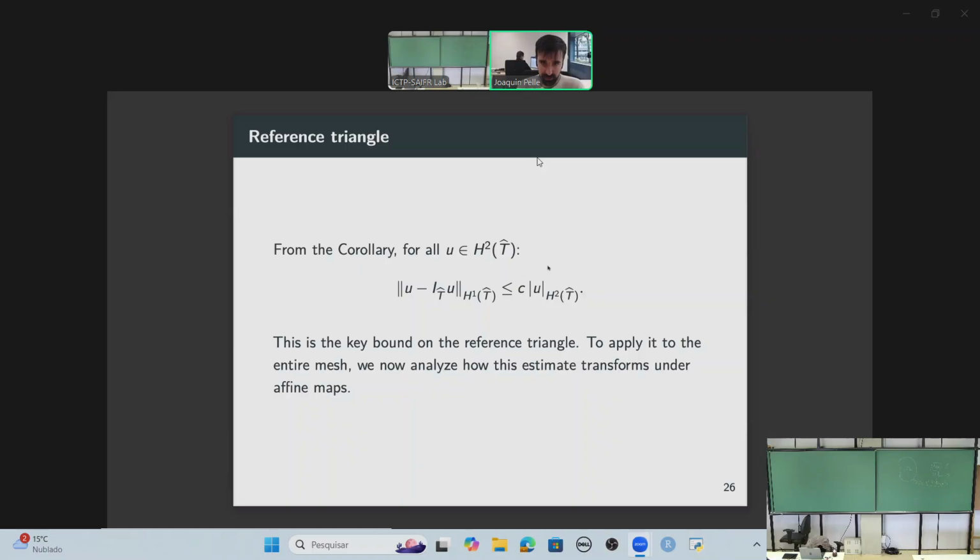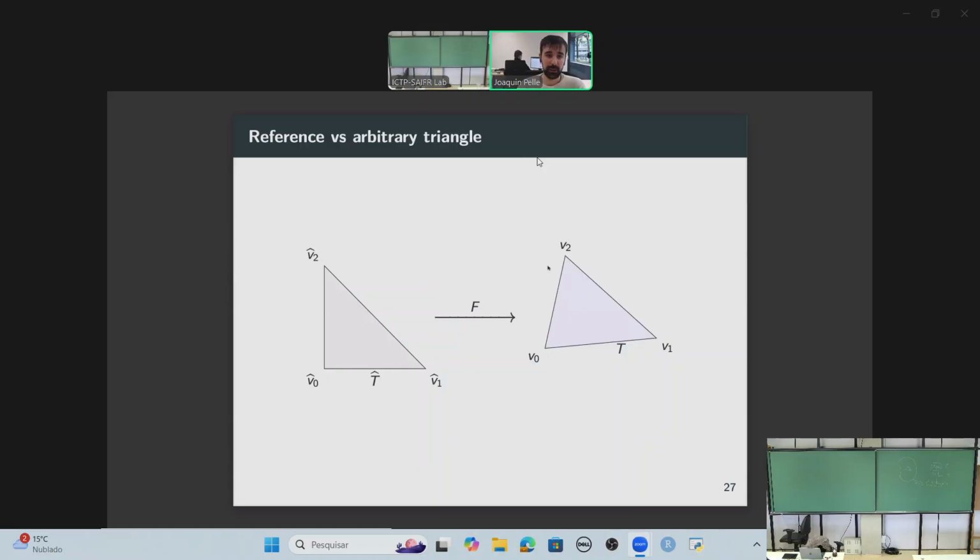And what we want to do is now see how we can translate this to all of the arbitrary triangles of our mesh. So we essentially want to see how the norms transform here. So let's start now by looking at how we map from a reference to an arbitrary triangle. So we have here the reference triangle with its vertices v0, v1, and v2 hat. And this is our arbitrary triangle. It doesn't have the same shape, it can have a different shape. And this is the triangle that actually lives on our mesh, on our triangulation.